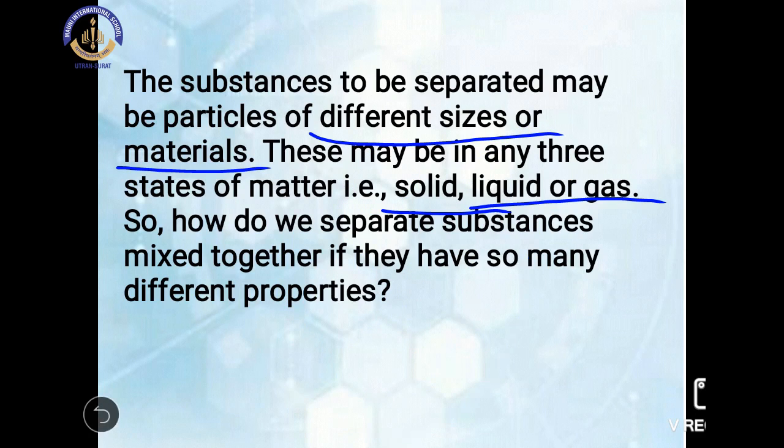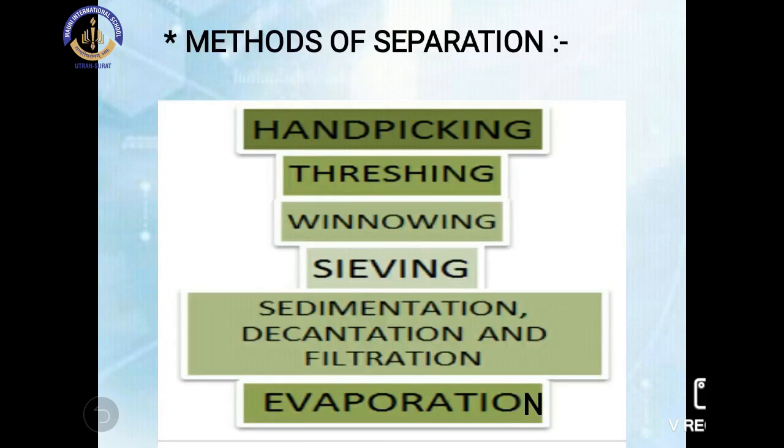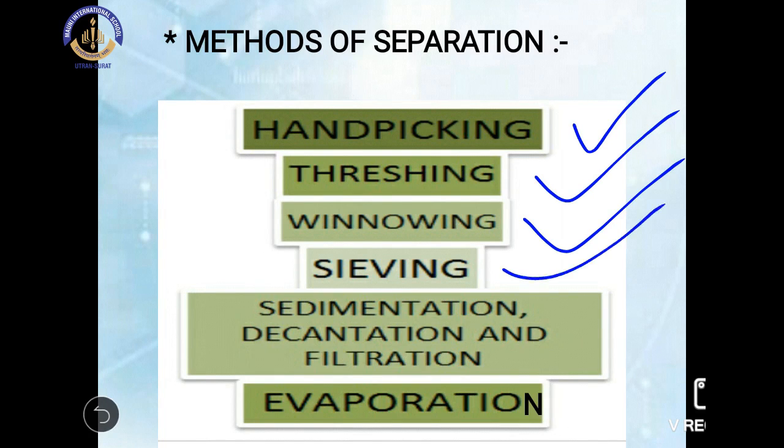But how do we separate substances mixed together if they have so many different properties? If the substances are mixed together and have different properties, then how can we differentiate them? How can we separate them? There are some methods of separation given here: hand picking, threshing, winnowing, sieving, sedimentation, decantation and filtration, which are combined together, and the last one is evaporation.